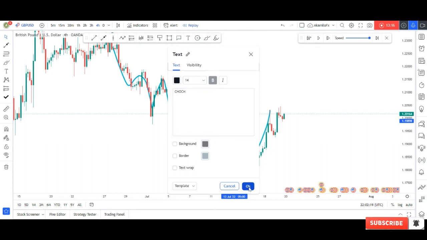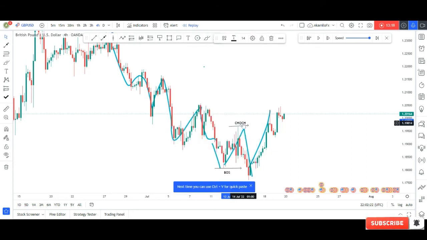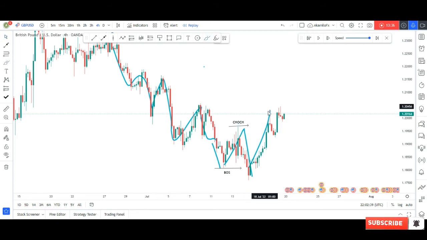So if we identify our choke here, that means that price is changing from what? From this bearish move to a bullish move. So look at what happened when price changed from this bearish. When price breaks this structure, price then gives us an inducement leg, and then pushes back to the upside.